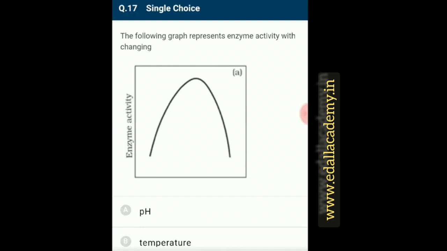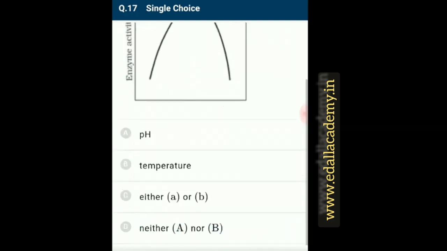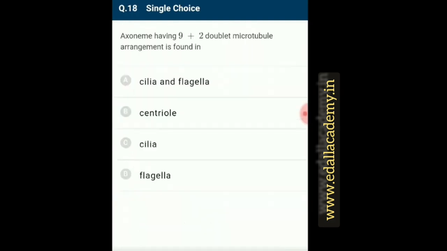Similar is the case with pH value. Every enzyme is active at a certain pH. At lower or higher pH, this activity is not seen. Hence, when the graph of enzyme activity is plotted against temperature or pH, a bell-shaped curve is obtained. So, the correctly matching option is option C, either A or B. Question number 18.